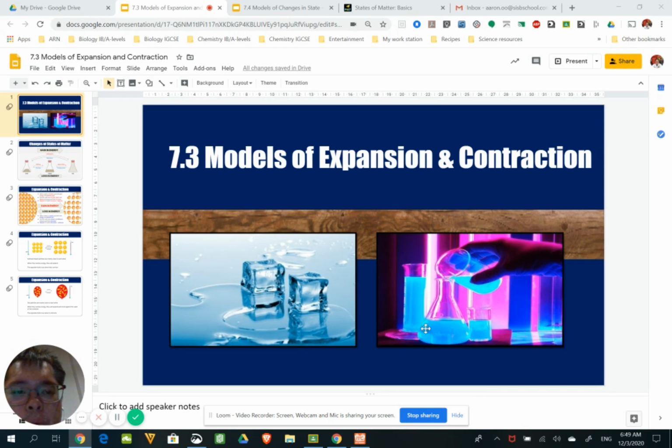Hello, everyone. The other day we spoke about the three different states of matter, and I hope that we can just revise those states of matter first. We have the solid, the liquid, and the gases. This is nothing new to you. The only thing that's new to you is the introduction of the particle model.